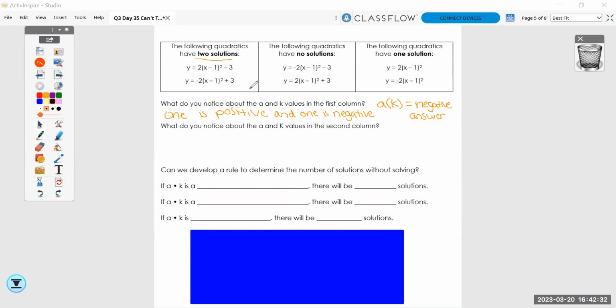So now maybe you can think about no solutions. What you should notice there is that both values are either positive or negative. Okay, both values are either positive or negative. So in that case, when you multiply your a times your k, you're going to end up with a positive answer.